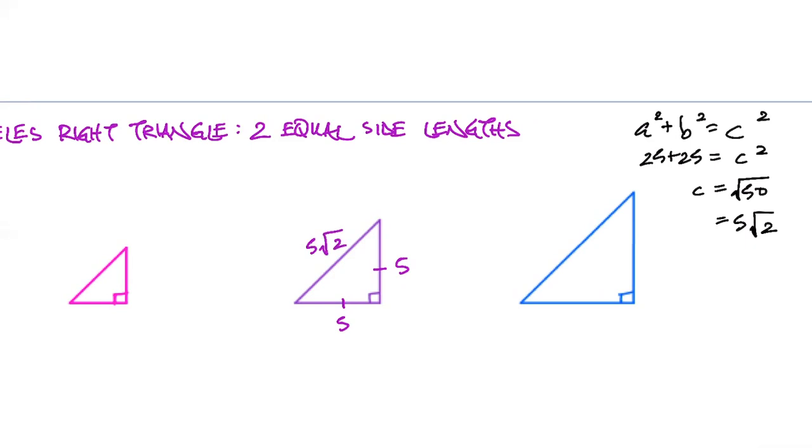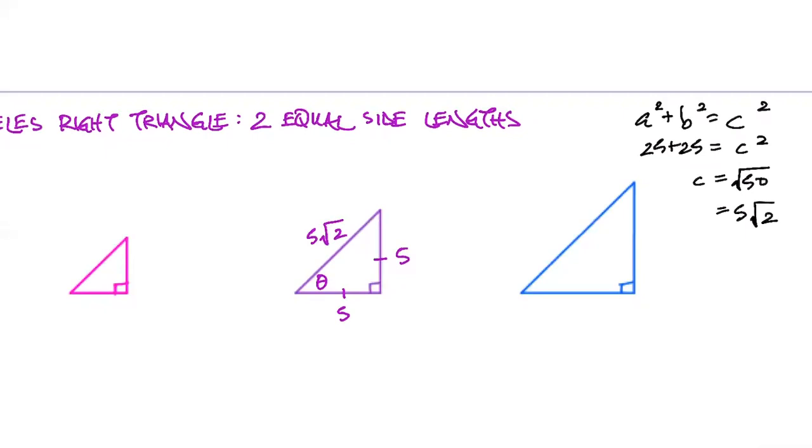Now, for the sake of this question, it doesn't really matter which one is our angle, but let's pick this angle down here, okay? And if I asked you to find sine of theta for me, what would your ratio be? Opposite, which is 5, over the hypotenuse, which is 5 root 2. Okay. Can we simplify that a little bit?